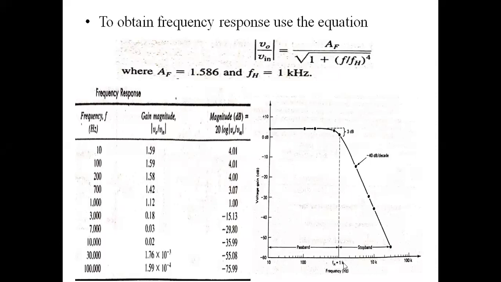So up to 1 kilohertz, this filter is going to pass our frequency. Okay, at exactly 1 kilohertz, it is down by 3 dB, that is 0.707 of the maximum gain, and after that it is going to be attenuated. Okay, that has been observed here in this figure.